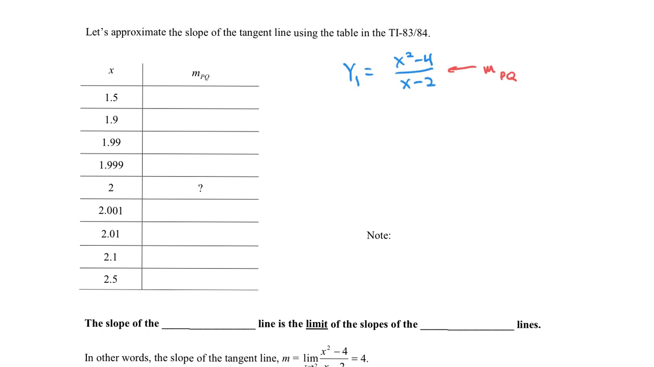But what we want to do is see what these numbers are approaching, and maybe we can make an educated guess at what the slope would be right at 2. Or in other words, what is the slope of that tangent line right at 2? Maybe we can make an educated guess by seeing if these numbers approach a single number. So let's take a look at the calculator and see if it can help us.